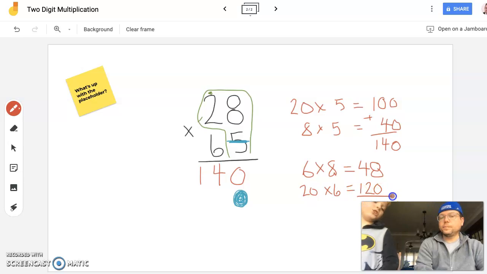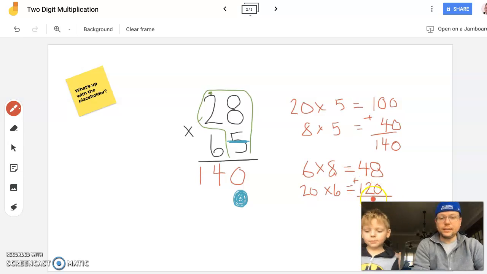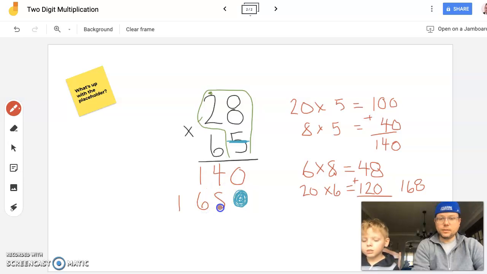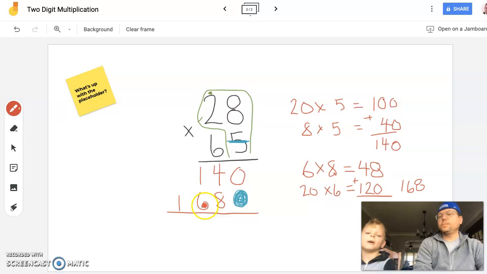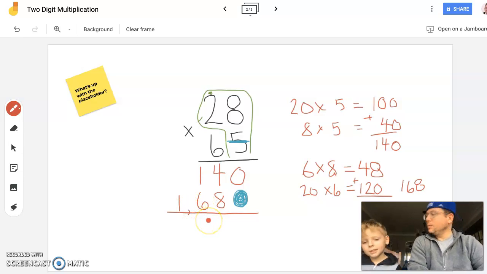We add them together, and we get 168. So we can put 100, 6 tens, and 8 ones. But there's a placeholder there, so it's actually 1,680. You gotta put your comma there. Okay, put my comma. Now what?